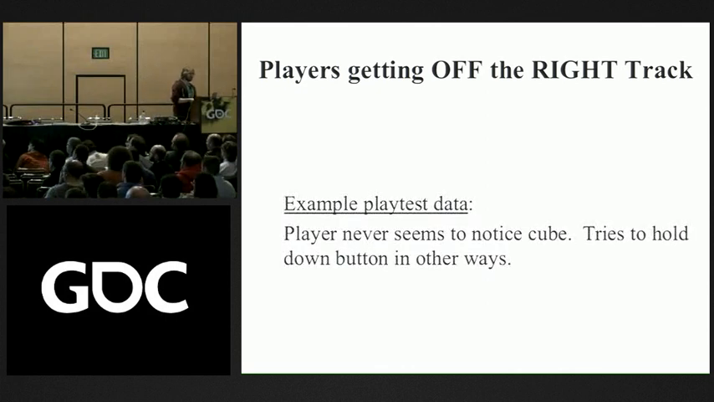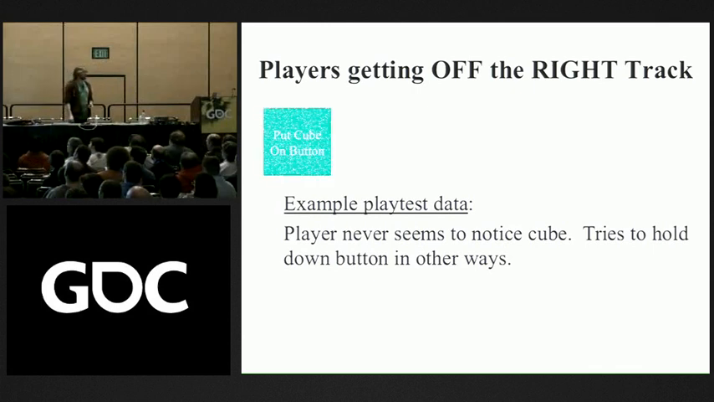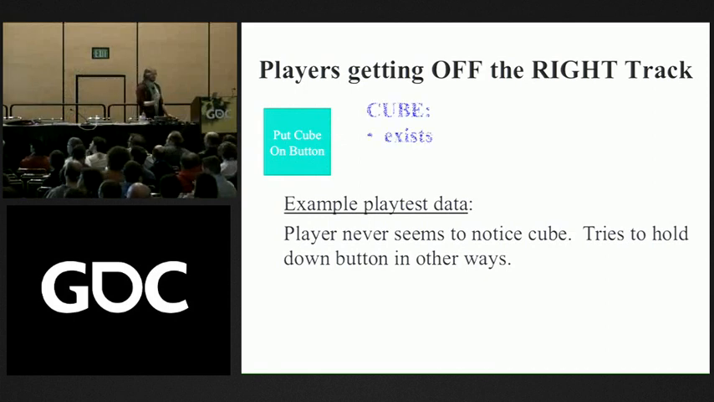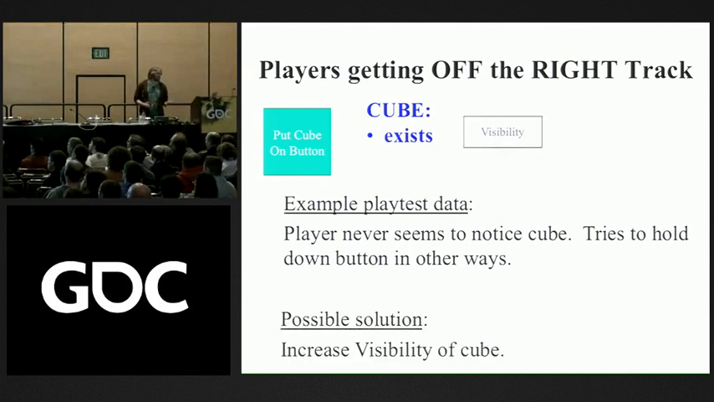So maybe the player never seems to notice the cube. Maybe the cube's in a different room or in a dark corner or whatever, and the player's just focused on this button. Maybe they're jumping up and down on it to jam it down. Who knows? But they're not interacting with the cube. Well, they're stuck on this step. They don't know that you're supposed to get this cube and put it on the button, and it's because they don't know the cube exists, presumably, and that's a visibility problem, right? So this potential solution is to increase the visibility of the cube, throw some particle effects on it, put it in the light, make the room smaller so you don't have to wander off to find it, that kind of thing. Kind of obvious.